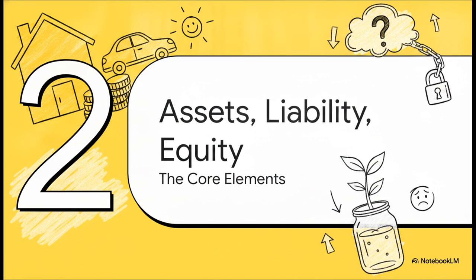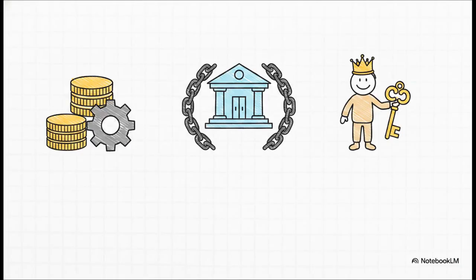Moving right along to Section 2. Assets, liabilities, and equity, the core elements. Okay, so the entire Statement of Financial Position is built on just three core elements. First up, we've got assets. These are the resources the business owns. Think cash or physical equipment. Second, we have liabilities. These are the obligations owed to others, like bank loans or accounts payable. And finally, equity. This is the owner's remaining claim on the business after you deduct those liabilities from the assets. It's essentially what belongs to the owner, free and clear.